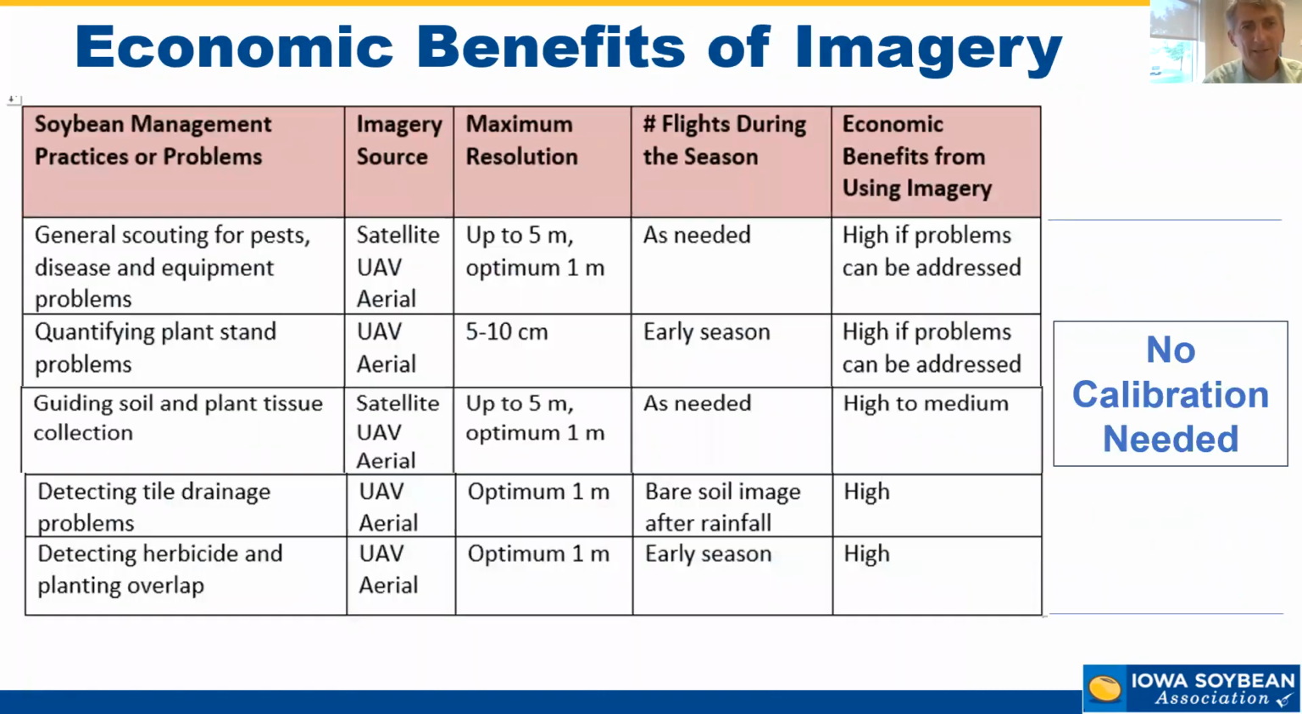Here are several practices where calibration is not needed. That's for scouting, plant stand count, guiding soil and plant tissue collection, detecting drainage problems, herbicide overlap, and so on. Calibration is not really needed for a one-time image, where it doesn't matter.